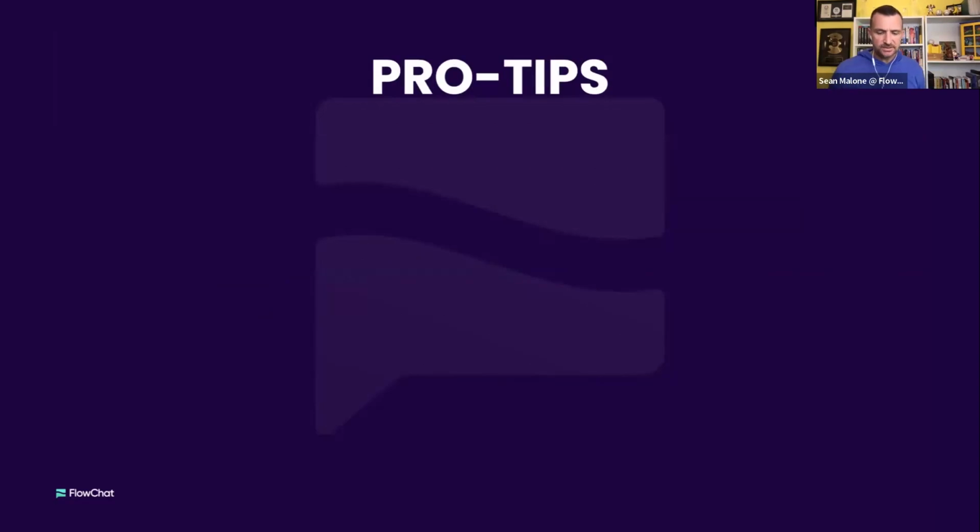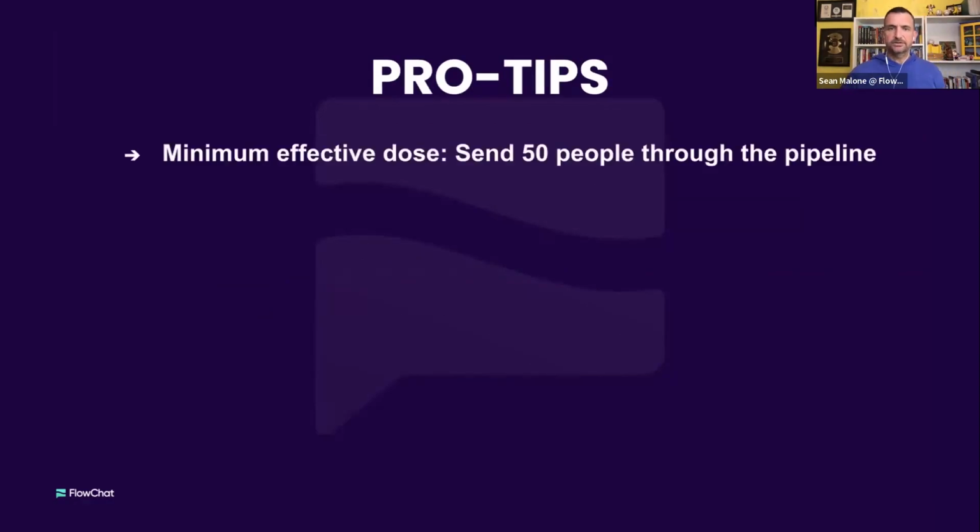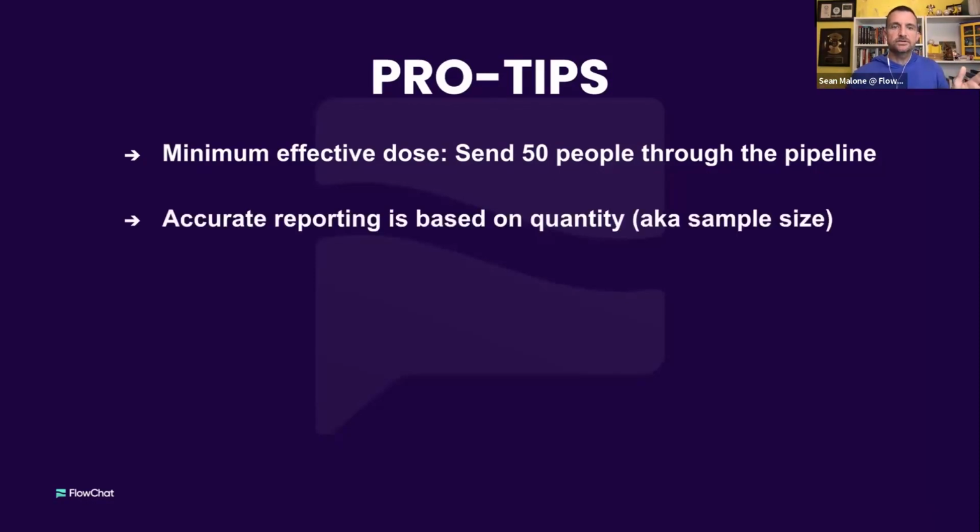There's a couple of pro tips that I want to share with us, and we'll get a little bit further into it. But number one, the minimum effective dose, right? So if you have those metrics set up, just like I walked through, we want to send a minimum of 50 people through that pipeline so that we can get an accurate reading on whether or not you've hit the benchmarks. Now, if you haven't hit the benchmarks, that's where we start. We're going to go back and I'll share about that in a second. But again, 50 people through a pipeline is the minimum effective dose.